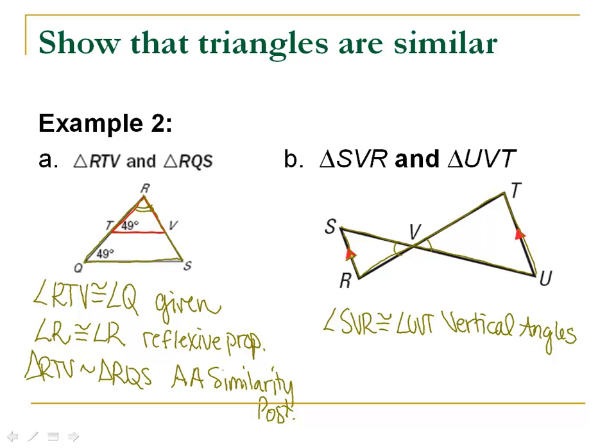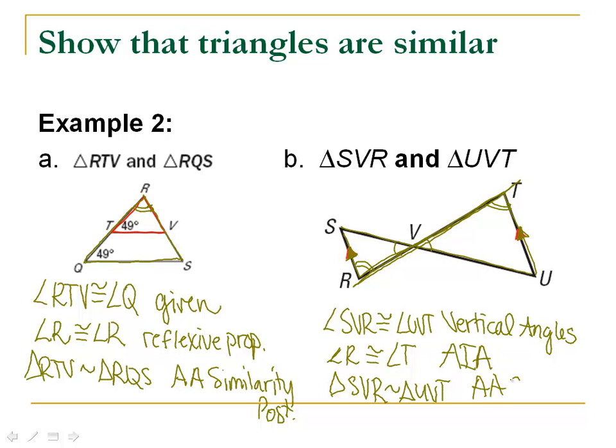Now if you notice, we've also got parallel lines. We've got these two little triangles that are showing us those two lines are parallel to each other. So as soon as you see parallel lines, you should start thinking, do I have alternate interior angles? And you do indeed. You've got an angle here and an angle here. This is my transversal. Those two are alternate interior angles. So we can say angle R is congruent to angle T, and that's because they're alternate interior angles. We got two angles that are the same now. We can now say triangle SVR is similar to triangle UVT, and that's because of the angle-angle similarity postulate.